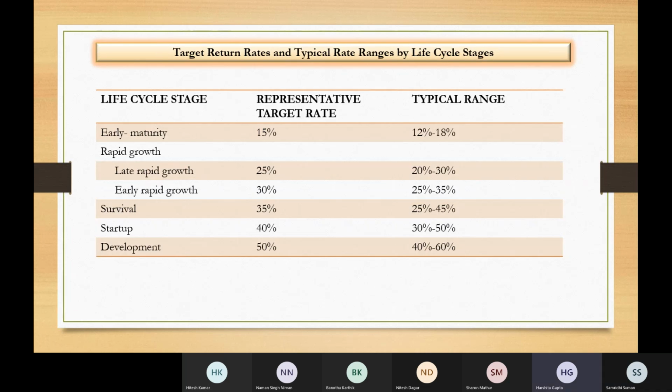Okay, so this is again the example that we have just covered, that while we were in the development stage, we were earning a higher rate of return, and then as we climbed more stages of the life cycle, the interest rate kept on decreasing. The typical range is also given in this, and then we can move forward.